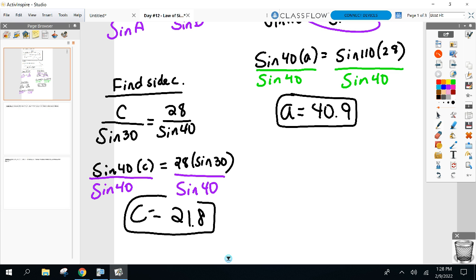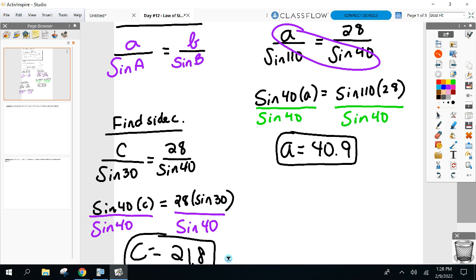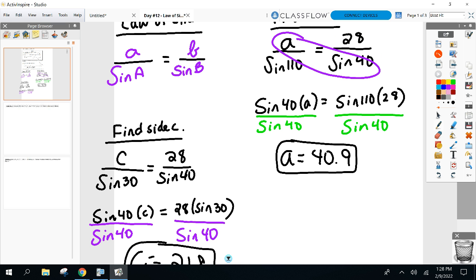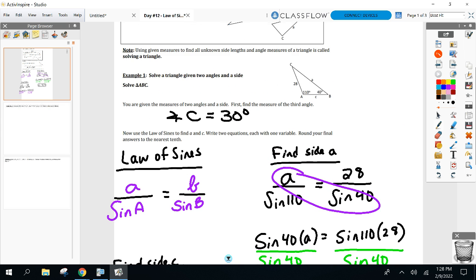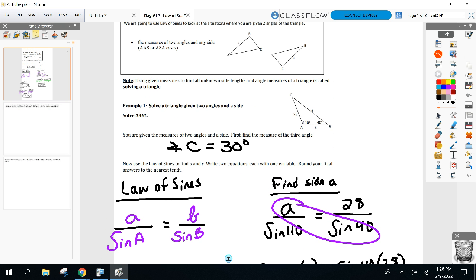I want to talk about something. Most of you guys, not everybody, being in honors, if there's a way to see if you're right or wrong, you probably want to see if you're right, instead of just flying on to the next problem. So look back at my triangle right here. We found at the beginning that was 30. We just found that A was 40.9 and C was 21.8.